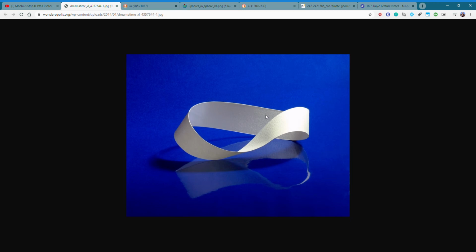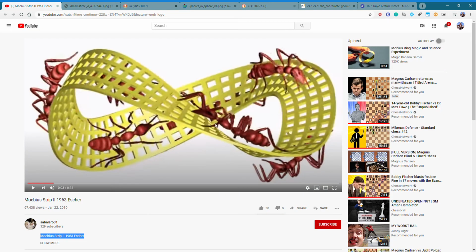And so the Mobius strip is where you take a strip of paper, in this case, and instead of just wrapping it back on itself and forming a cylinder, you give it a little half twist before you connect it back up. And so there's a nice little animation here based on a painting by Escher that shows that we don't have well-defined sides. And so here we've got these ants crawling around this Mobius strip.